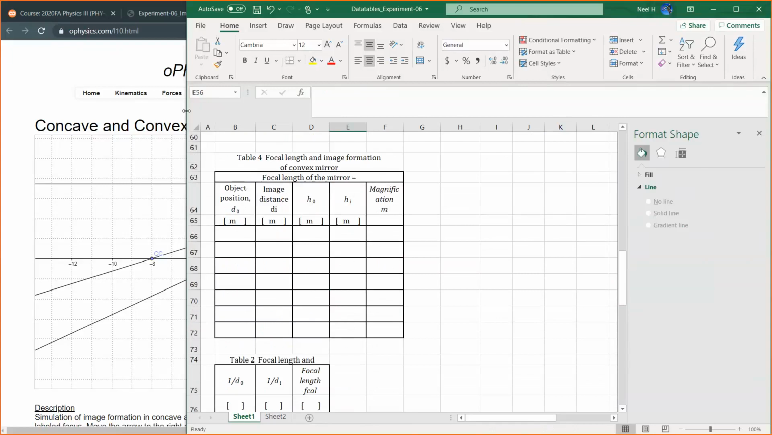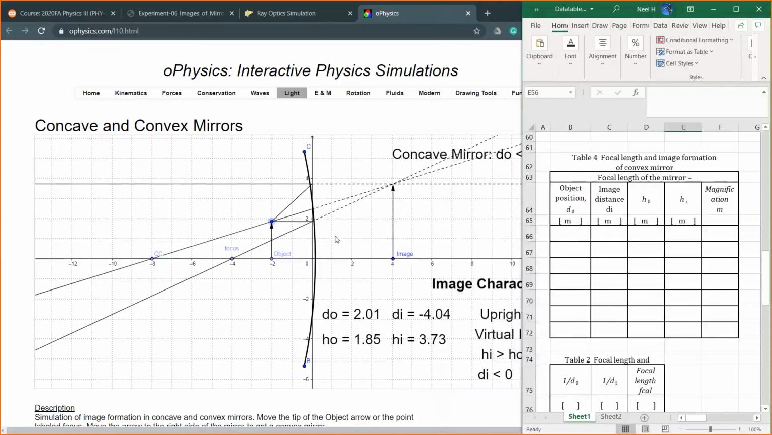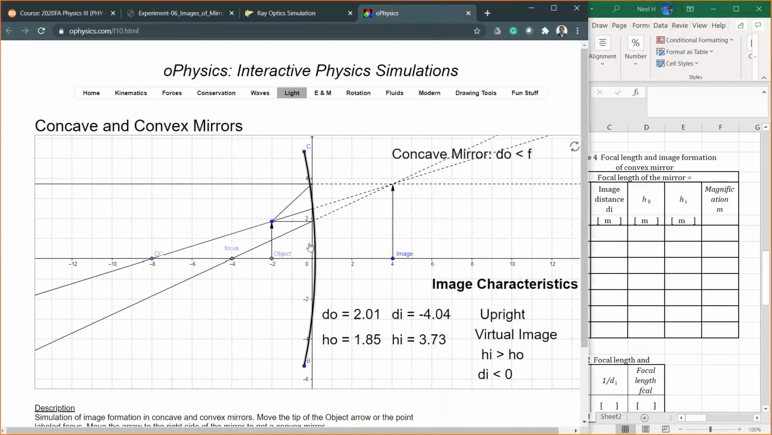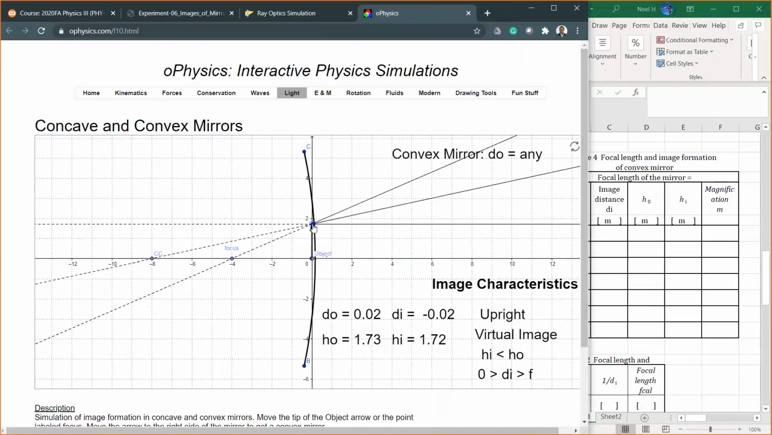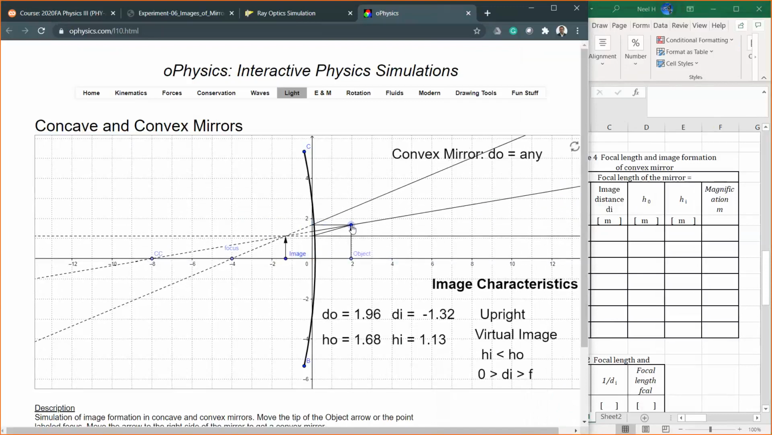Next, what we're going to take a look at is the same concept, same ideas, but we're going to look at the convex mirror. To investigate the convex mirror, the curvature should be to the other side. You can't really change the curvature of this mirror. However, if you click this object and drag it all the way to the other side, you can see it automatically converted into the convex type.